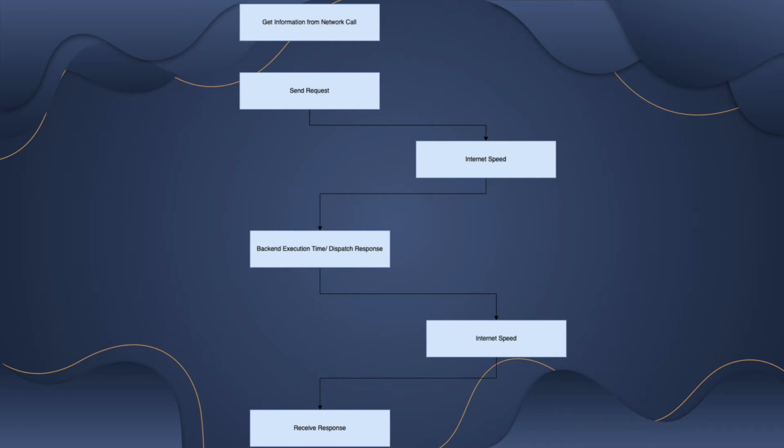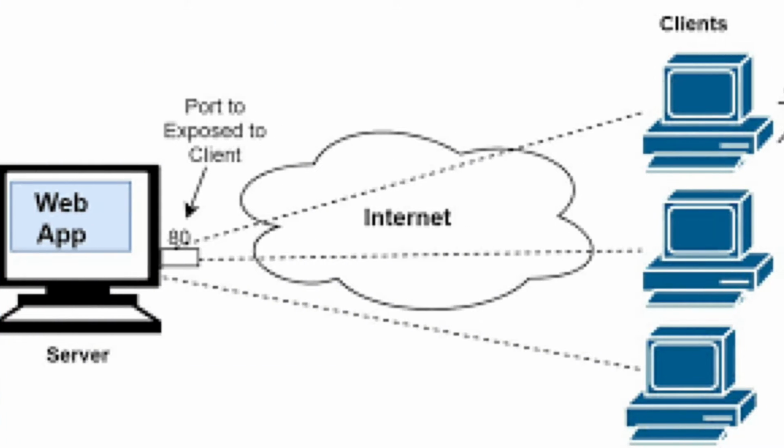So there are three major aspects of time taken. One is the creation of the request by the client, then the network's speed, and then the backend execution time. In these three cases, network performance matters. So whenever we have the metrics, we need to resolve all these three areas.